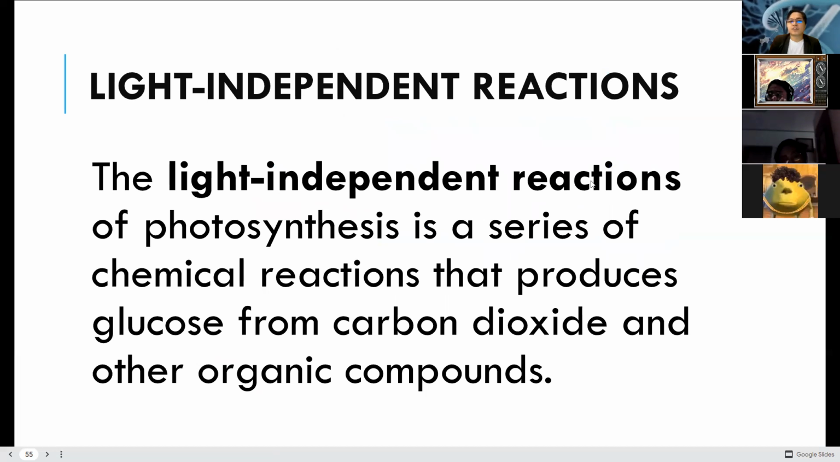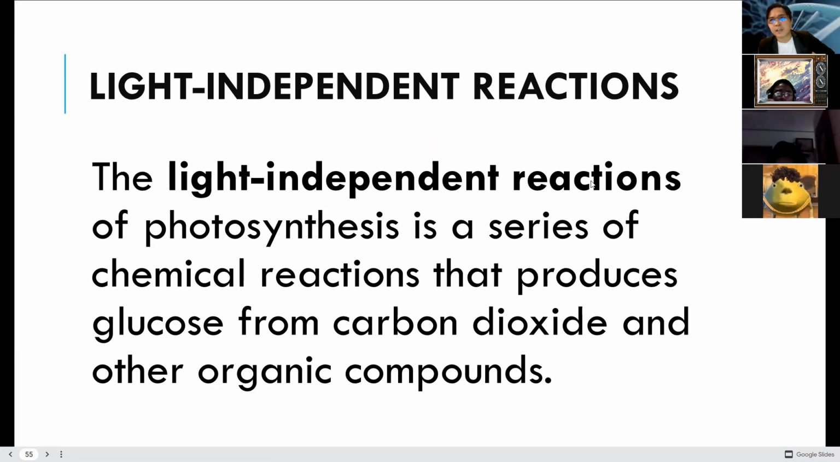The light-independent reactions. Okay, let's move now to the light-independent reactions. It happens to be coined as the dark reactions or the Calvin cycle. It was discovered by Melvin Calvin, right? Light-independent reactions also occur during daytime. It does not necessarily mean that light-independent reactions occur during nighttime. No, it is also occurring during daytime.